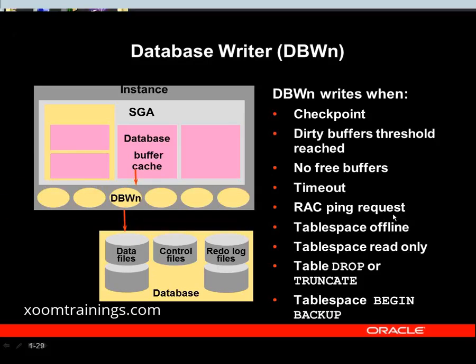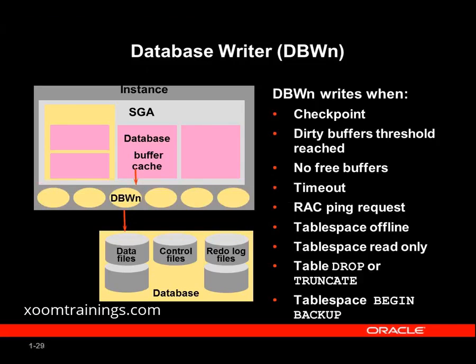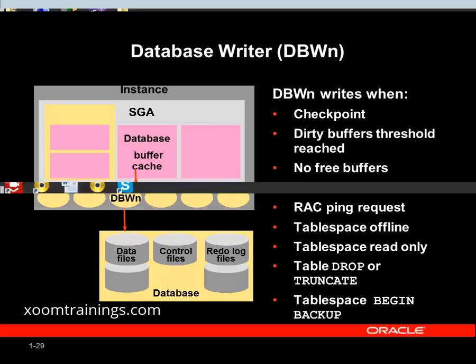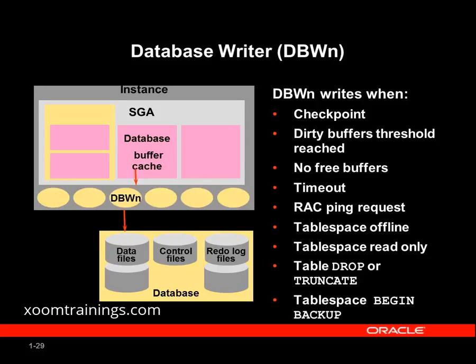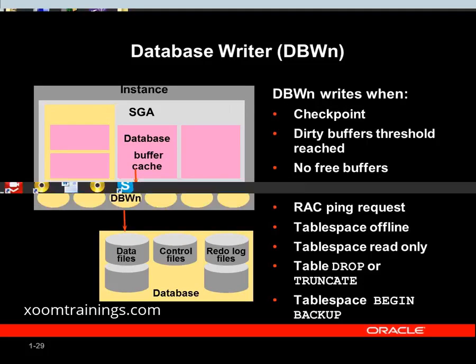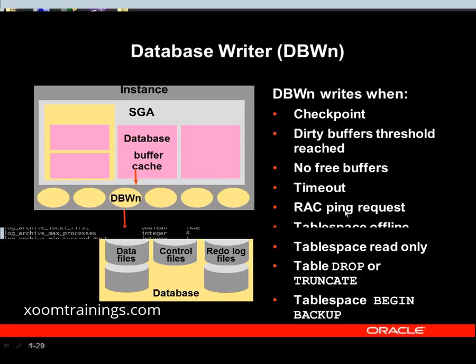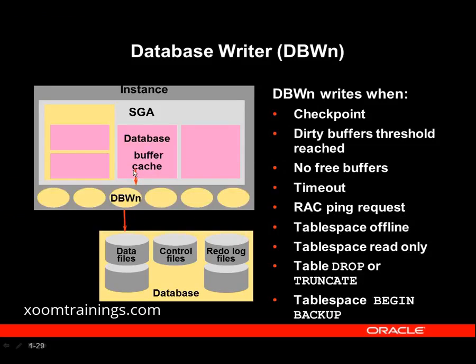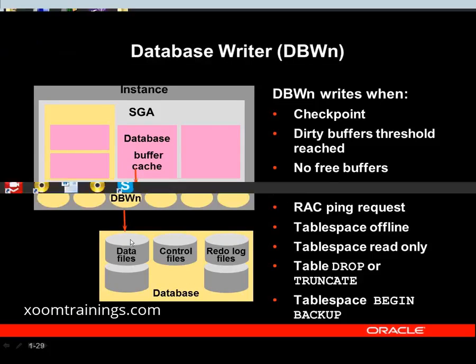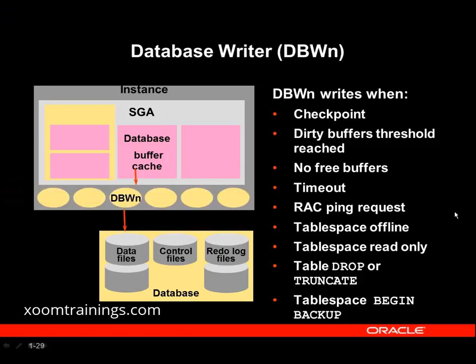RAC ping request, when we have multiple instances on different nodes. In that case, if we ping a different node for the same database, that is a ping request, and the buffer from that particular instance's database buffer cache gets written by the database writer, which writes that modified block to the data files.